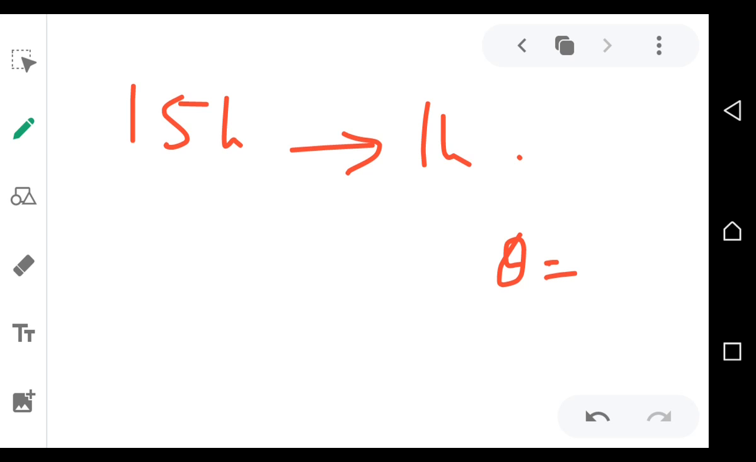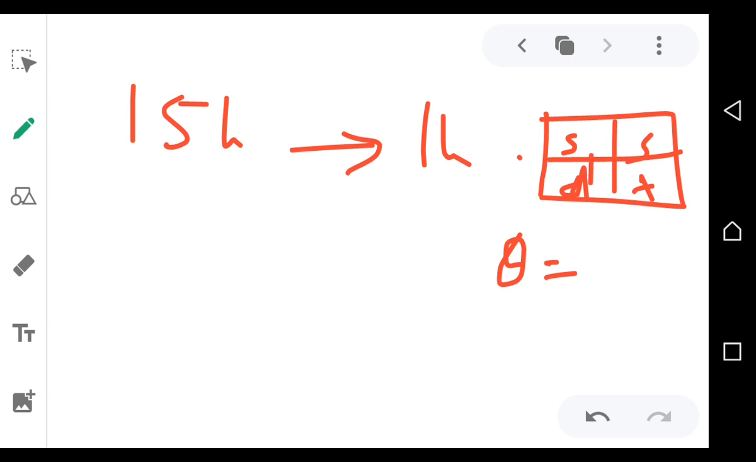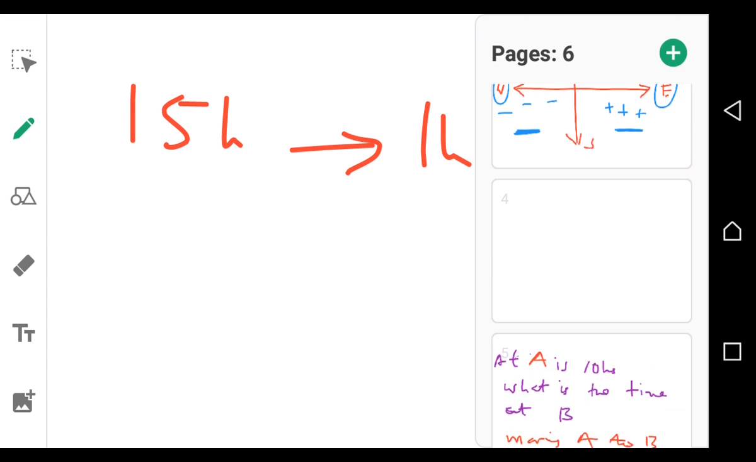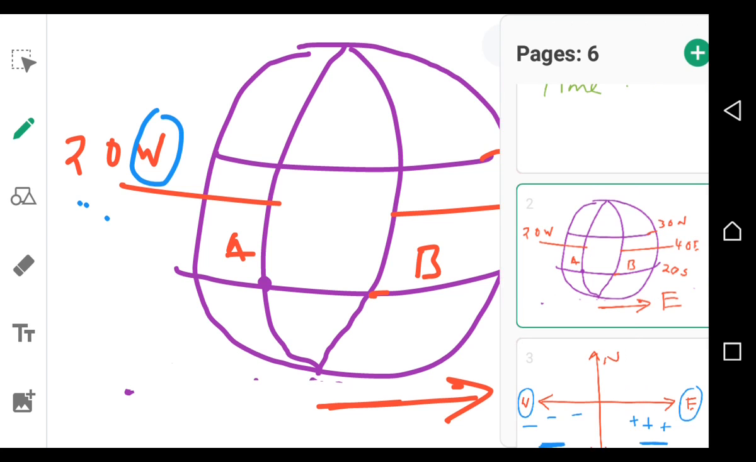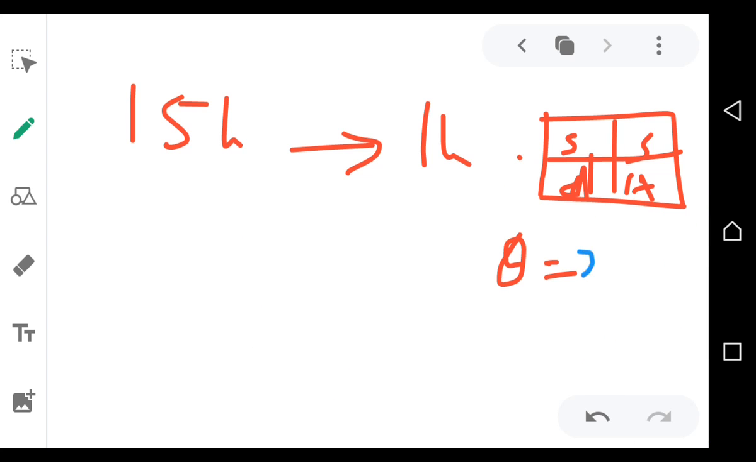So for every 15 degrees, I gain 1 hour. So I'm going to find the difference in longitude. First I find the difference in longitude. What's the difference in these longitudes? What letters do they have? This one is west, this one is east. These are different. So for different you add: 20 plus 40, which will give me 60 degrees. So I'll use 60.